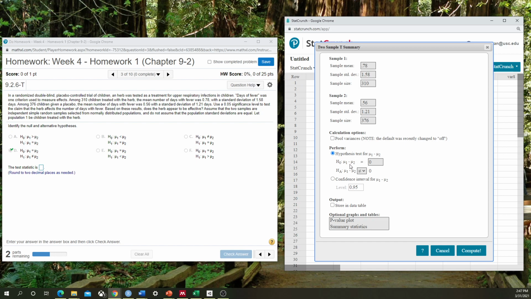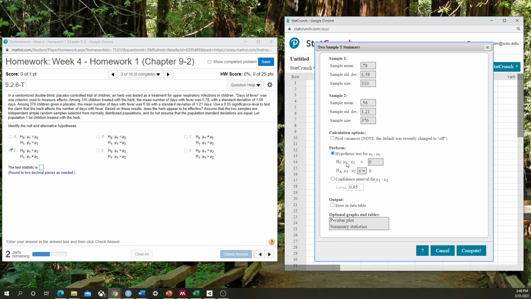Moving on though, one thing that's a little confusing between how the homework is framing the hypothesis versus how StatCrunch is framing the hypothesis is that here, the null hypothesis is basically mu1 equals mu2, the mean of group 1 equals the mean of group 2. Here what they've done instead is they said group 1 minus group 2 equals 0. But that's basically the same thing. Saying that these two things are equivalent to one another is the same thing.